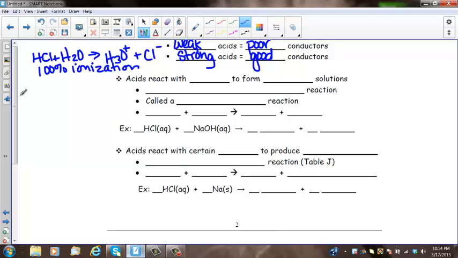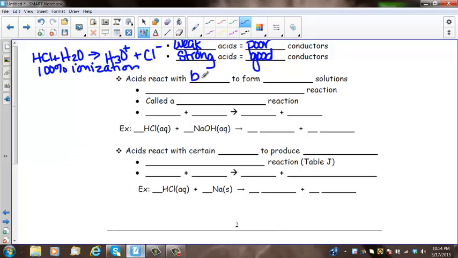With a weak acid, you only have about 5% ionization, which if it's only 5% ionized, then there aren't many ions in solution, and we need the ions in order to conduct. So that's why weak acids are poor conductors, because they don't have very many ions in solution.